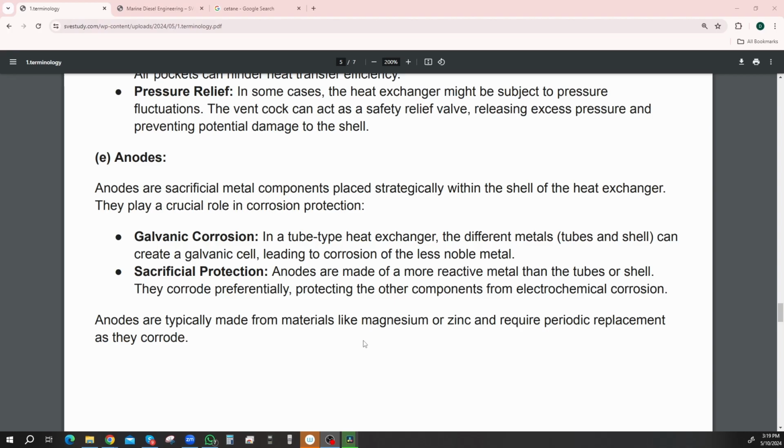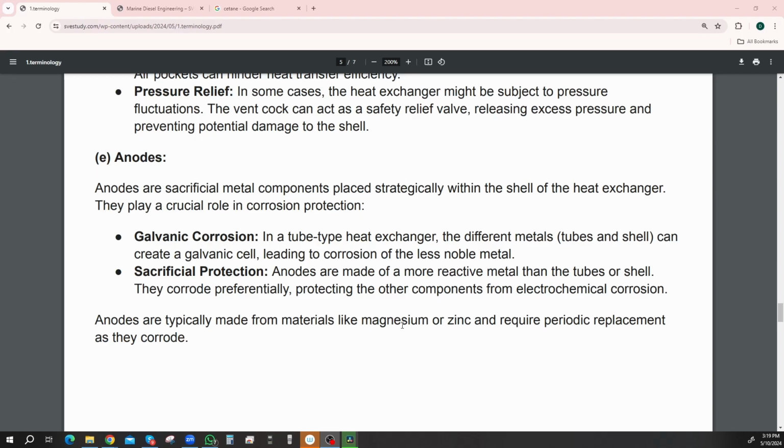All right, anodes. Anodes are sacrificial metal components placed strategically within the shell of the heat exchanger. They play crucial roles in corrosion protection. All right, so if we're doing stuff like pumping cold seawater through here, then yes, we would have to have these inside of any complicated metal components to avoid corrosion.